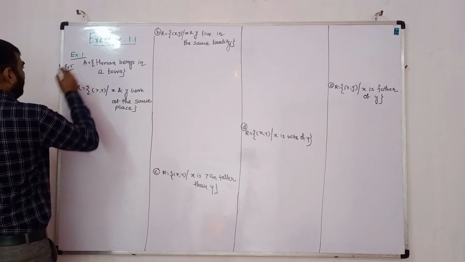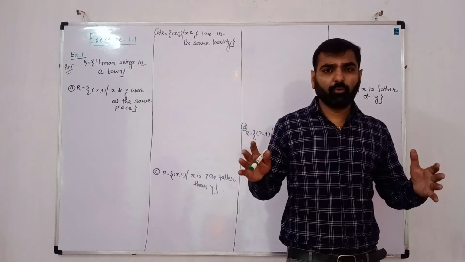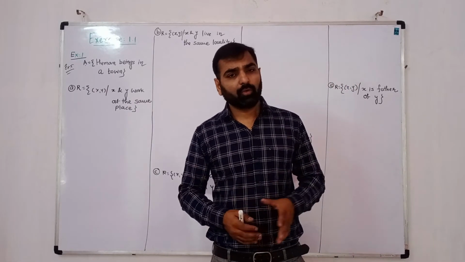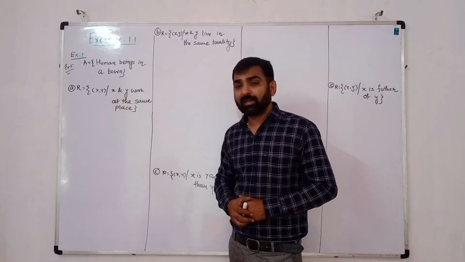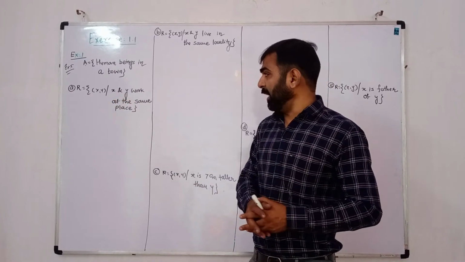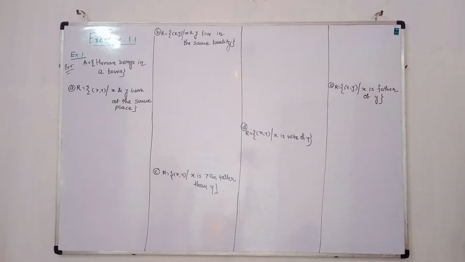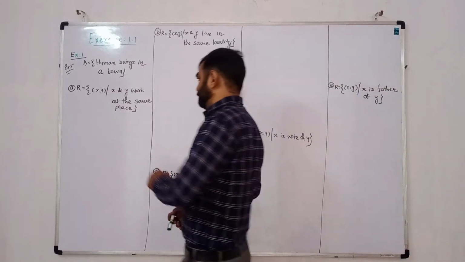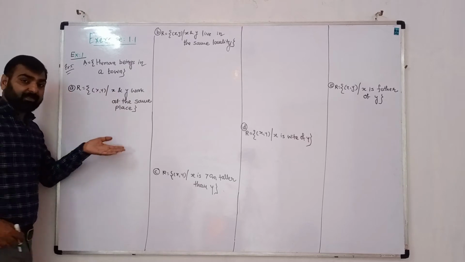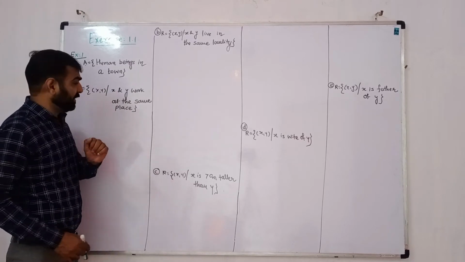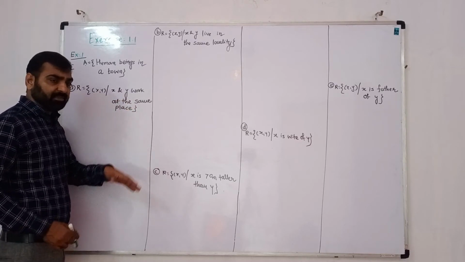What is given: a set A of human beings in a town. There is a town in which humans live, that is the set, and on it we are given these relations. The first is R is equal to xy where x and y work at the same place. That means what? We have to show whether it is reflexive, symmetric and transitive or not. The place where x and y work is the same for both.